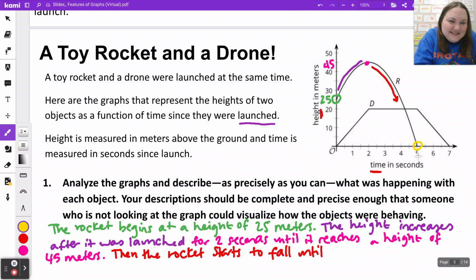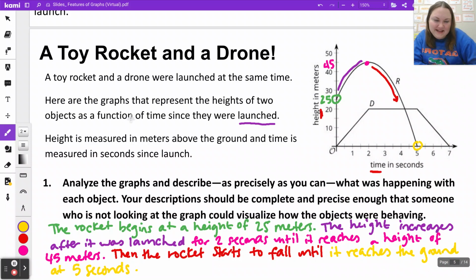What happens? It's at the number 5, so we're talking about 5 seconds. What happens at 5 seconds? Well, that's where the height is 0. Think about what it means if the height is 0. If your height is 0, that means you are on the ground, or not you, but this rocket. So we could say, then the rocket starts to fall until it reaches the ground at 5 seconds or 5 seconds after launch, something like that.